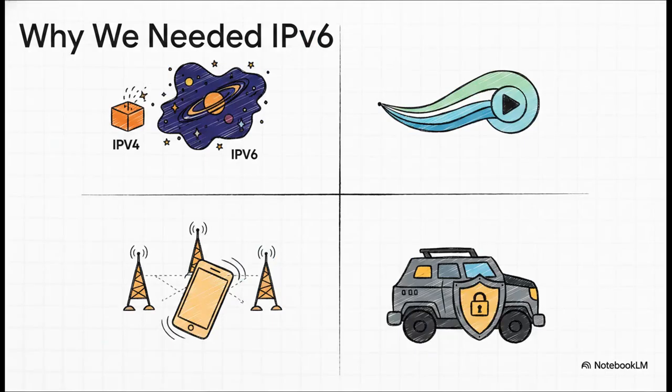So the solution was a complete do-over: IPv6. The number of addresses IPv6 offers is just mind-boggling. I mean, it's enough to give an IP address to every single atom on Earth and still have addresses left over for 100 more planets. But it wasn't just about more space. IPv6 was a chance to rebuild the internet's foundation for the modern world. It was designed from the ground up for video streaming, for mobile devices that are always on the move, and with security baked right in from the start.